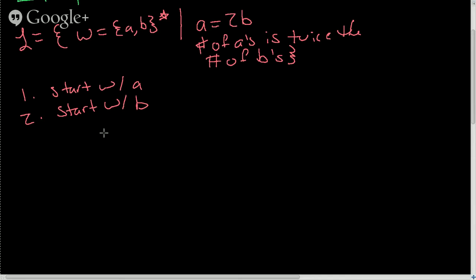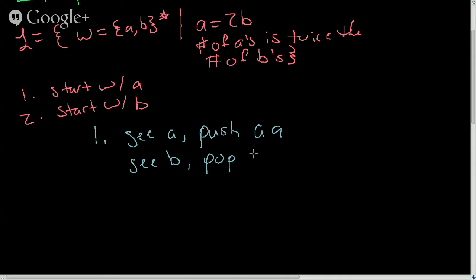So let's say we have case one, where we're starting with an A. So if we see an A, then we want to push. So we need to have twice the number of A's as the number of B's. So if we see an A, then we want to push AA. And what that does is it says, okay, when I see a B, I can pop one of these A's, and then when I see another B, I can pop another A, and that ensures that I will be able to have twice the number of B's as I have A's. So if I see an A, push AA, and if I see a B, pop an A.